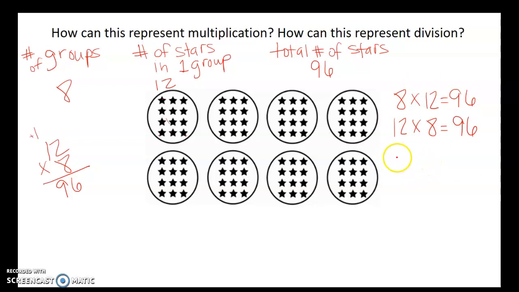When you're writing division, you start with your total, 96, and you split it up. So one way you can split it up is by the number of groups. So you could divide it by 8, because there's 8 groups, and tell how many are in one group. Or you can split it up by saying, okay, well, I'm going to put 12 in each group. How many groups do I get? I get 8 of them. All right, so these are your multiplication and division fact families for this problem. This is one type of an array you may see.